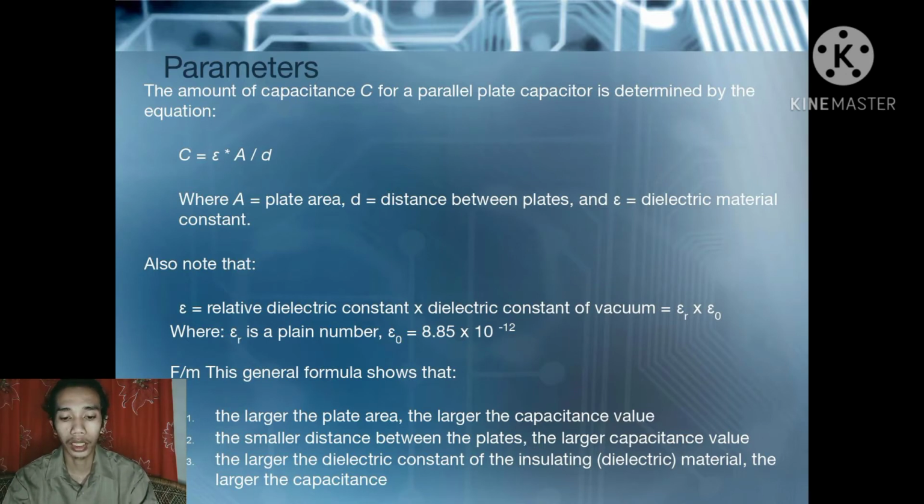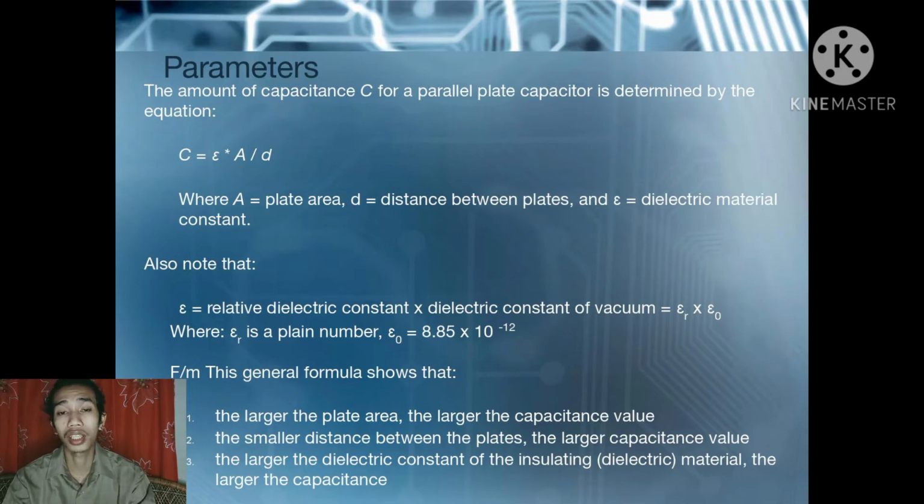Next, the smaller the distance between the plates, the larger the capacitance. If the two metal plates parallel to each other are not that far apart, this gives the capacitor a higher amount of capacitance. Next, the larger the dielectric constant of the insulating material, the larger the capacitance. Those are the parameters of a capacitor.